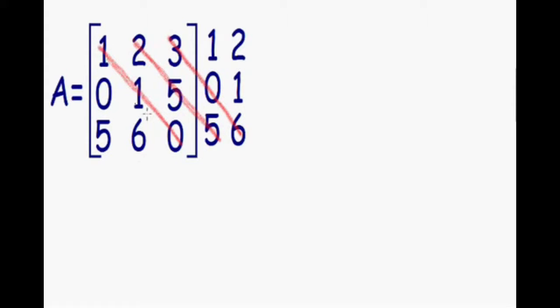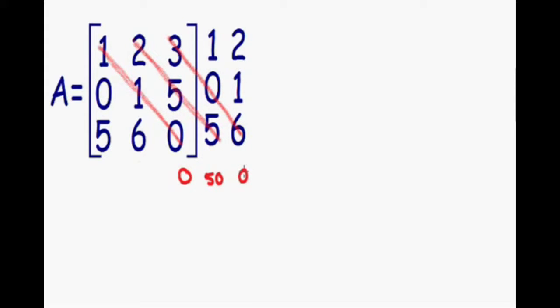In this first diagonal, we have 1, 1, and 0, so I'm going to multiply all those numbers together. 1 times 1 is just 1. 1 times 0 is 0. And in the second diagonal, we have 2 times 5, which is 10, and 10 times 5, which is 50. And in the third diagonal, we have 3 times 0, which is 0. 0 times 6 is also 0.